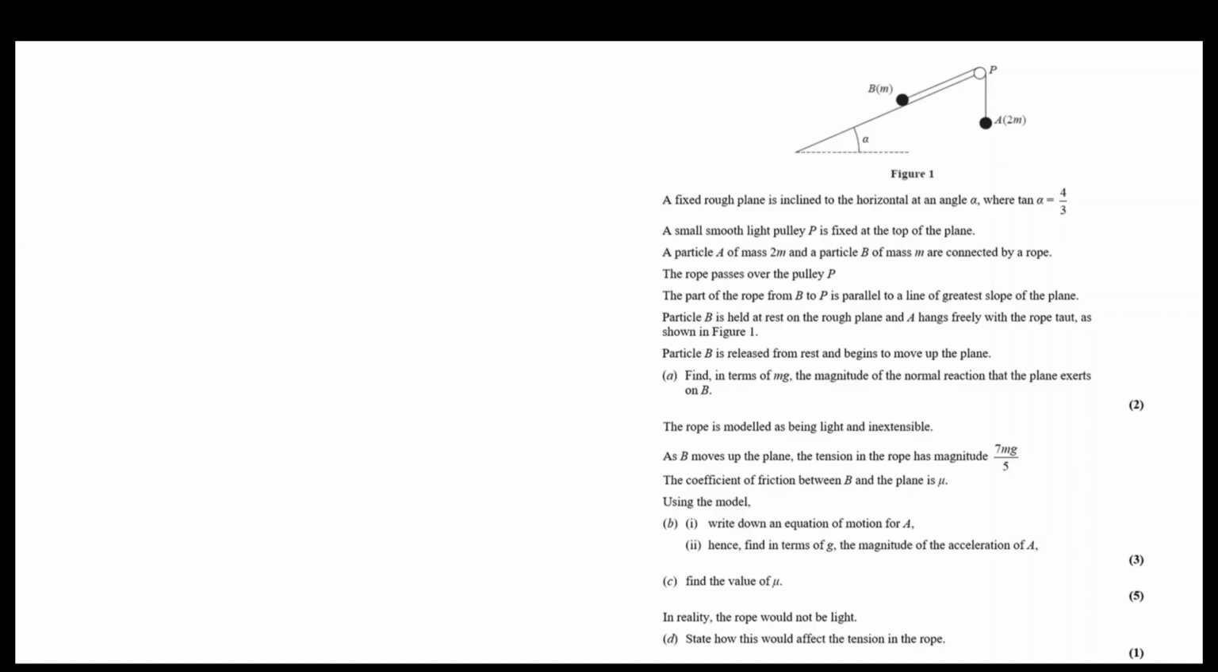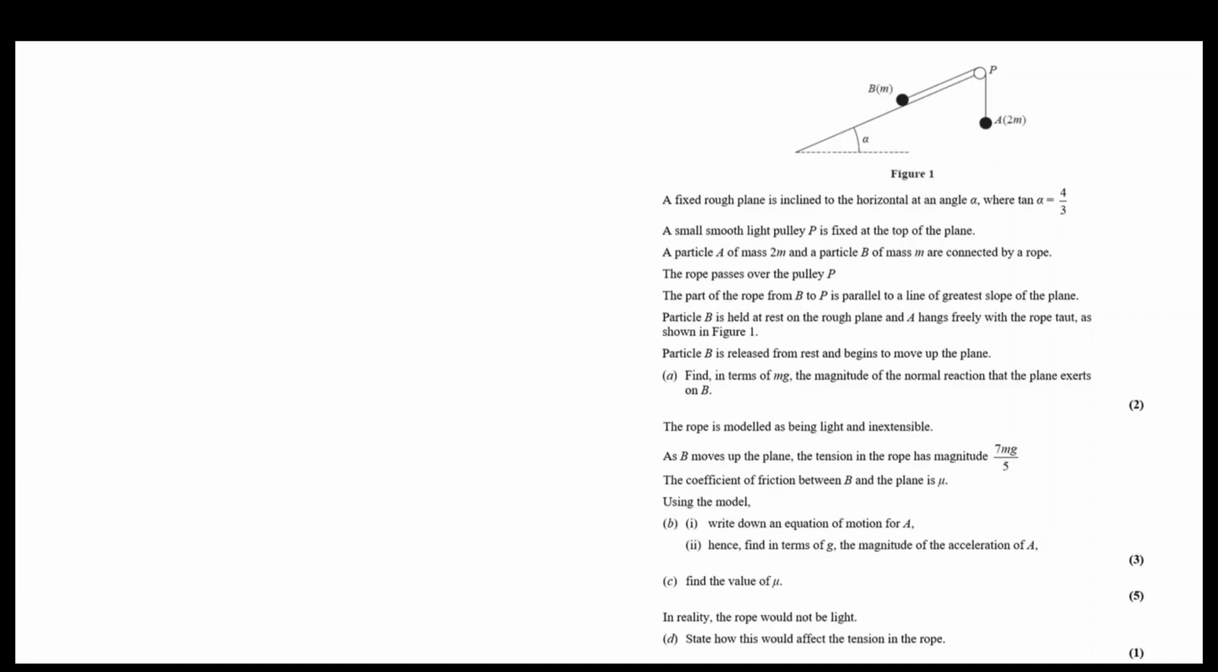A small, smooth, light pulley P is fixed to the top of the plane. A particle A of mass 2m and a particle B of mass m are connected by a rope. The rope passes over the pulley. The part of the rope from B to P is parallel to a line of greatest slope of the plane.